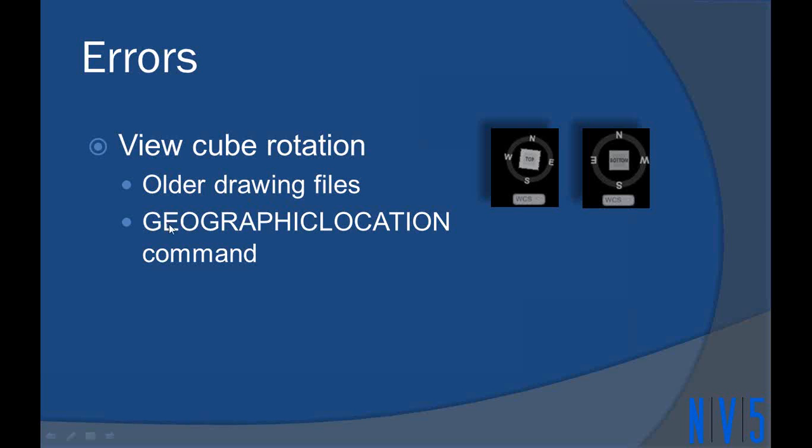What you can do is go into the geographic location command, and there's an angle option. You set that to 0, and then there's a z-axis direction. You set that from -1 to +1, and it'll flip it over so it's right side up. So again, the geographic location command will fix that.